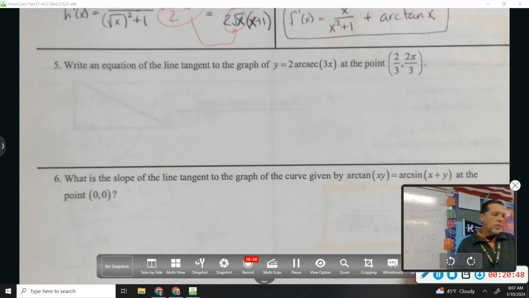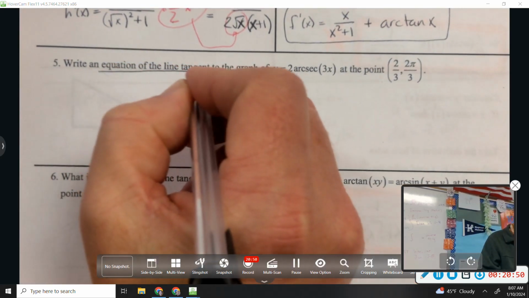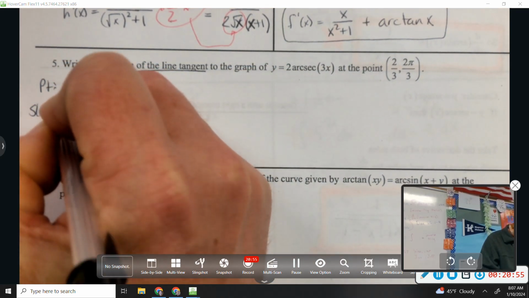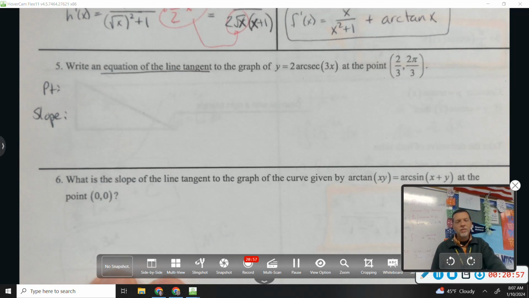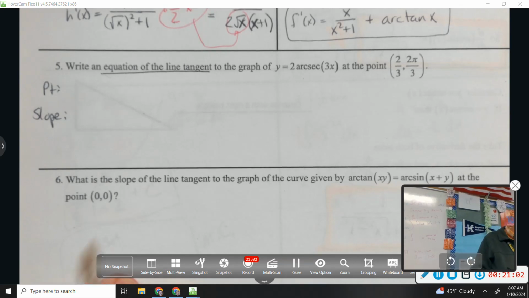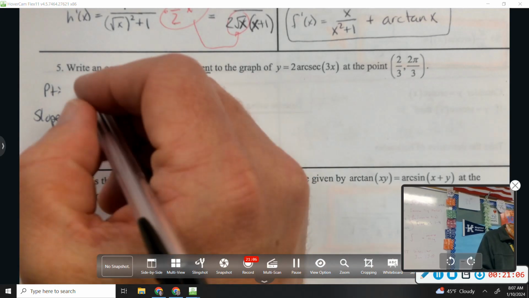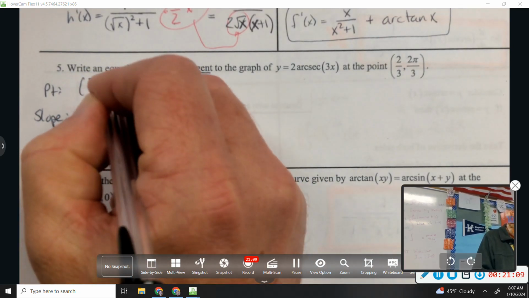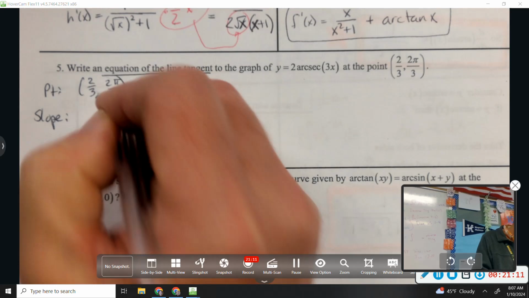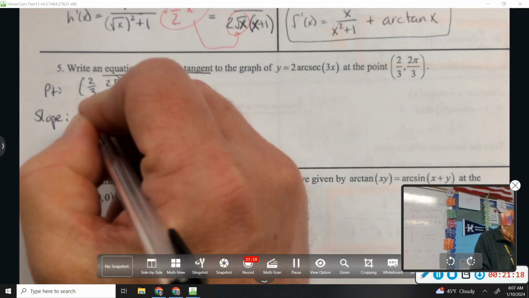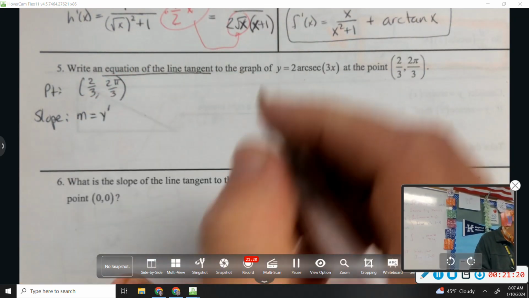Number 5, write an equation of the tangent line. So when I see that, my brain is automatically thinking point and slope. I need a point and a slope to do that. The slope will come from the derivative. In fact, the derivative at that point. They give me the point, so that's nice. 2/3, comma 2 pi over 3. But now I need the slope. So the slope would be y prime at that point.